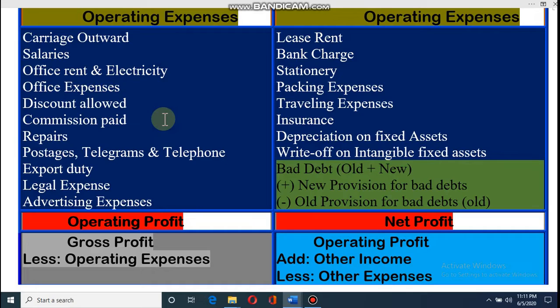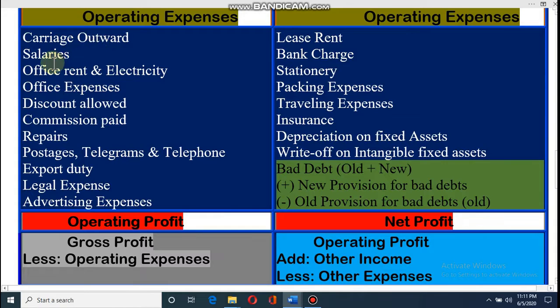So dear student, I am giving you some examples. This is not the full list. At the time of doing math you will get lots of operating expenses, but one thing you have to remember: operating expense means the expenses which are related to running the business, and these are indirect expenses. They are not directly related to purchase or production, but they help the purchase and production process. Dear student, now look at the list.